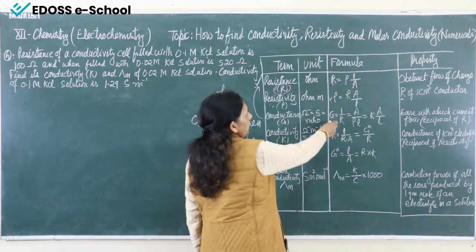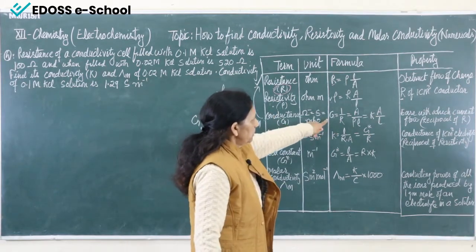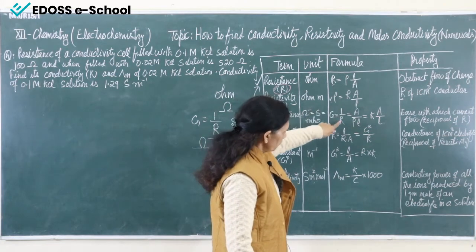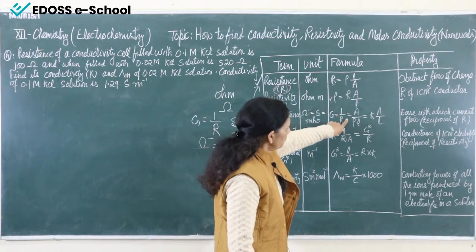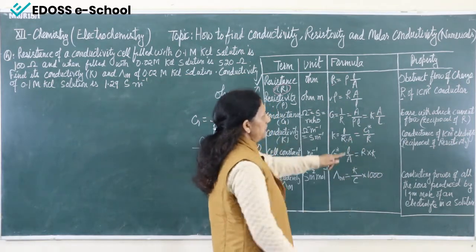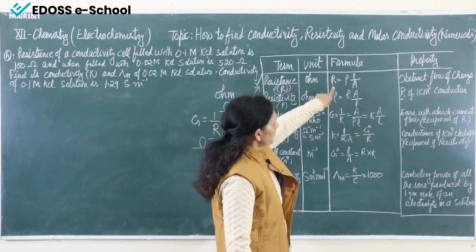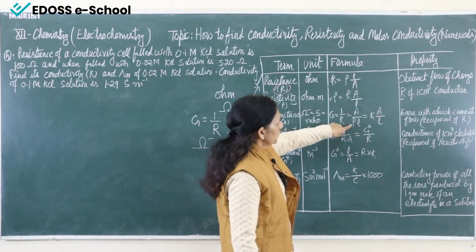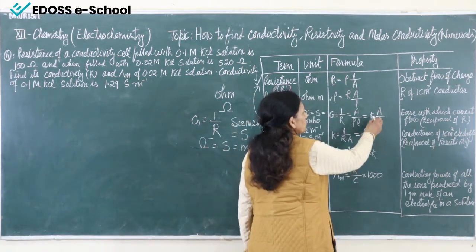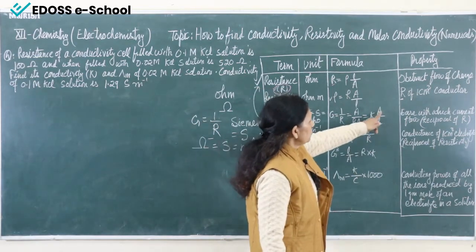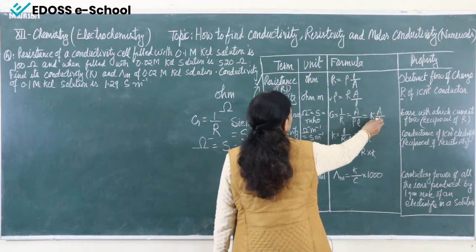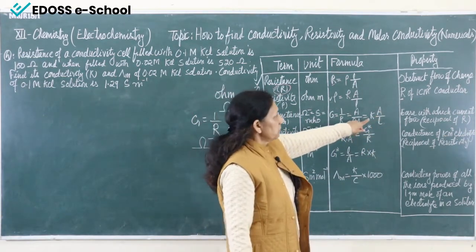And how can we find conductance? It is the reciprocal, 1 upon R. So G is equal to 1 upon R, and we know 1 upon R is equal to A upon rho into L, so in place of R we can put this value. The reciprocal of resistivity rho gives K, so G is equal to K into A upon L. This K is conductivity, and this is the symbol of conductivity.